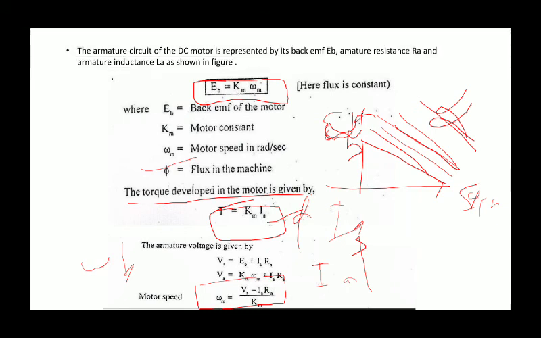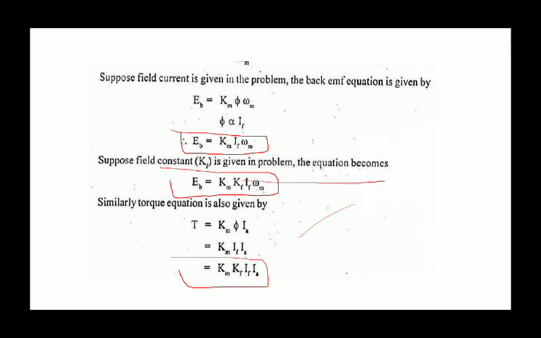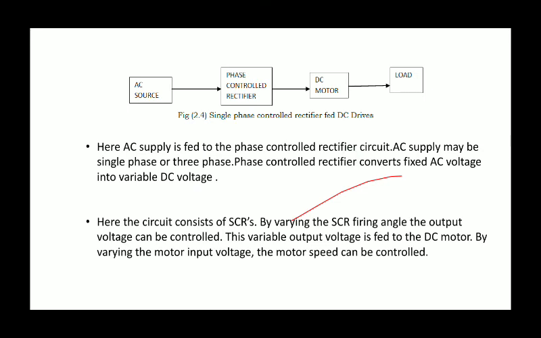So these are the mathematical equations of the speed control of the DC motors.